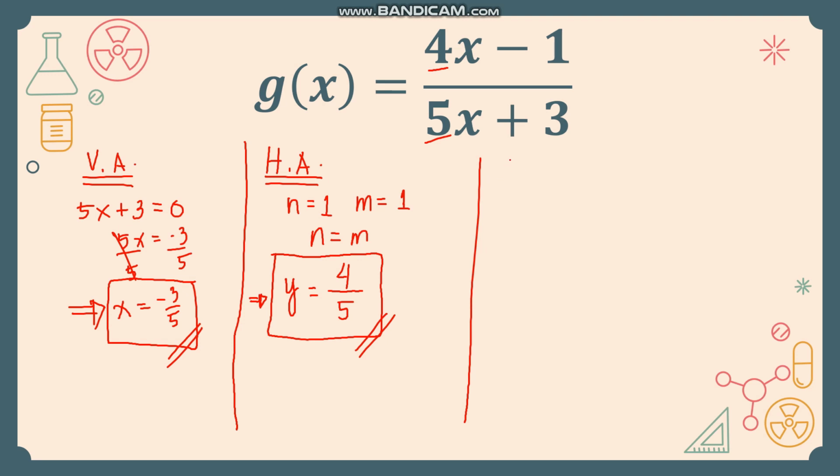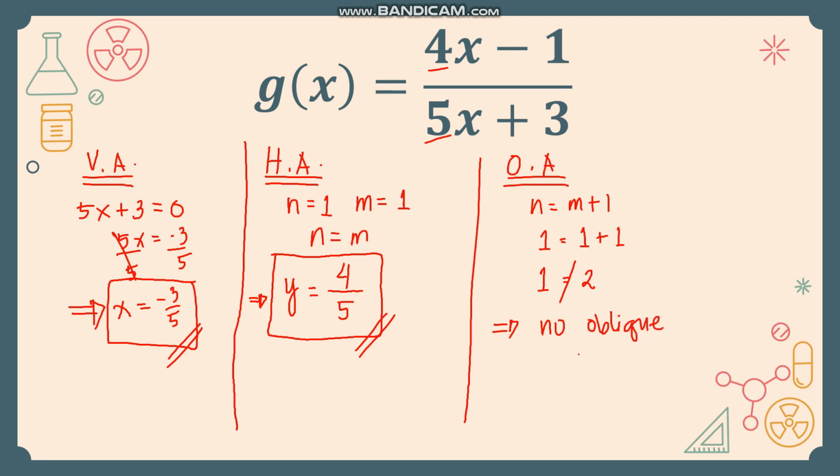And last, for our oblique asymptote, we have to check n equals m plus 1. So n is 1. M is also 1 plus 1. So this is just 1 equals 2, which is not equal again. So therefore, we can say that there is no oblique asymptote.